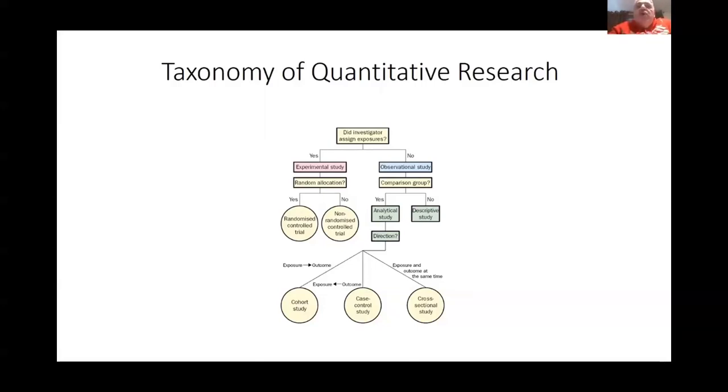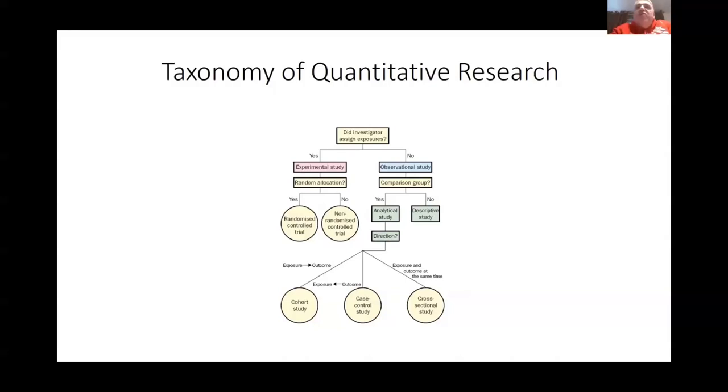The analytical study could take three directions. One, cohort study. Two, case control study. And three, cross-sectional study. Let's talk about each in detail later on, but I will just tell you keywords for each of the three subcategories of the analytical study.